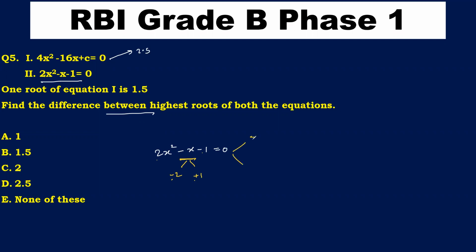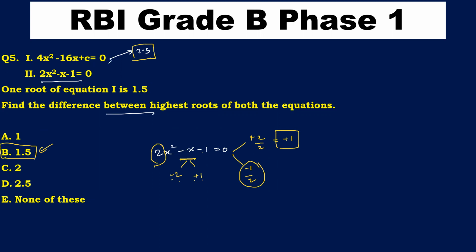So the roots will be plus 2 and 1, but by 2, plus 2 and minus 1, but by 2. Change the signs and divide by the coefficient, that is 2. So that will be 1 and that will be half. So the highest root here is 1. The highest root here was 2.5. So the difference between these two is 1.5.